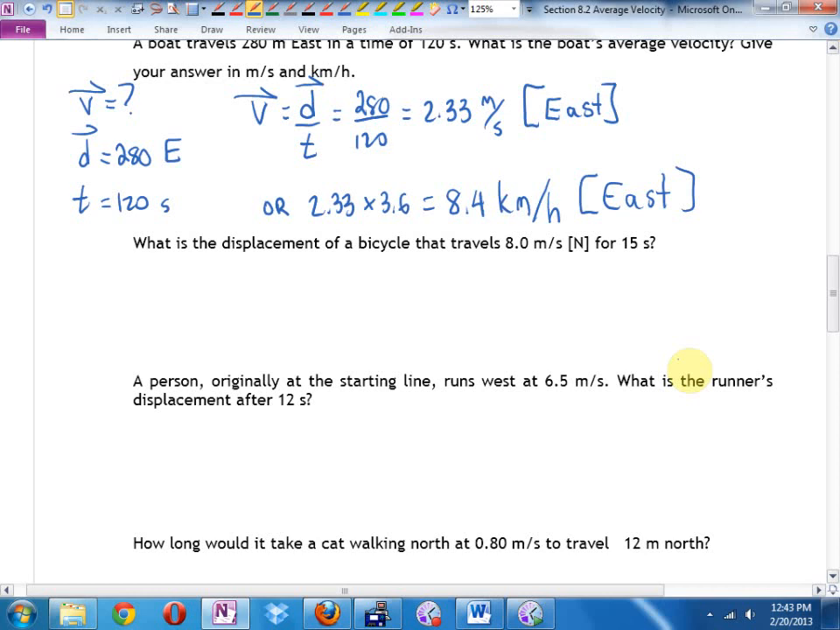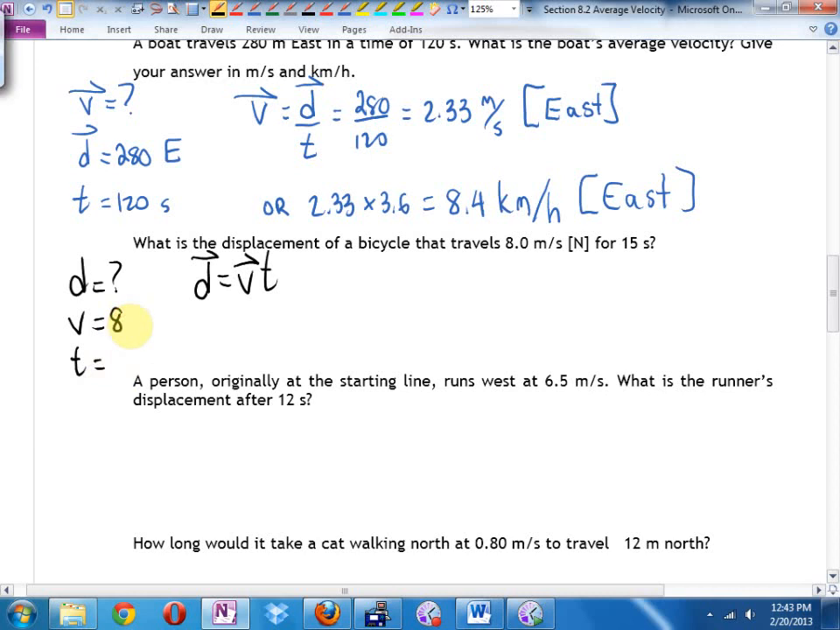What's the displacement of a bicycle that travels 8 meters per second north for 15 seconds? What are they asking me to find here? Oh, let's write down d equals question mark. So I'm looking for the equation that has the d by itself, which I think is this one, yes? It's vt. So that must mean they gave us the v and the t. What's the v? 8.